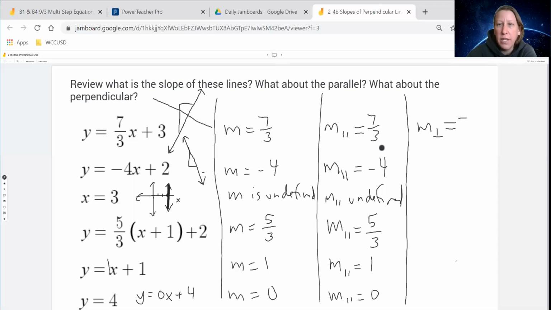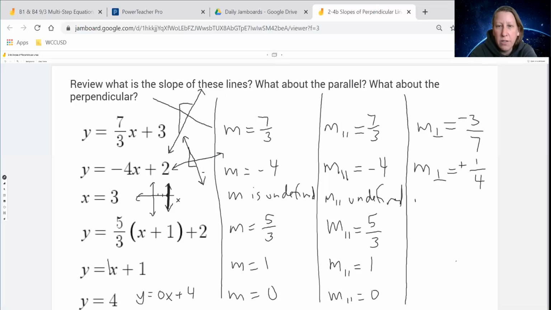And it's going to be -3/7. Is that what you expected? Okay, how about this one? This slope is going down, so the perpendicular is going to be going up. Someone in class said 4, but 4 would be too steep. It's going to be more like that. What's the slope of this line? This one is going to be positive 1/4.